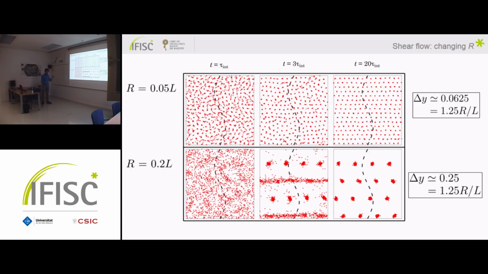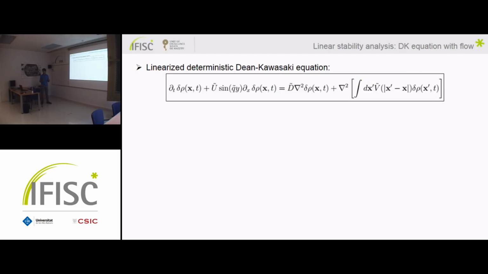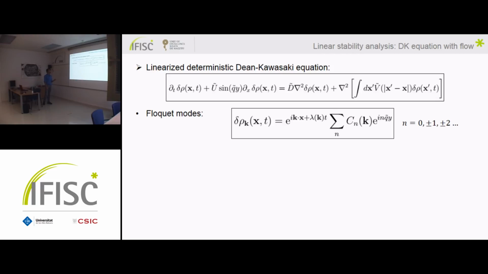So all this set of results can be qualitatively understood by performing a linear stability analysis of the Dean-Kawasaki equation plus the advective term. Here we present a linearized deterministic version of the equation that is based on a mean field approximation, averaging over the noise realization. And we are going to study the growth rate of Floquet modes that include explicitly the periodicity imposed by the flow.